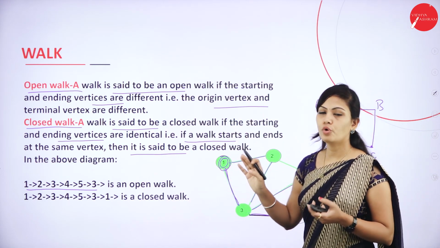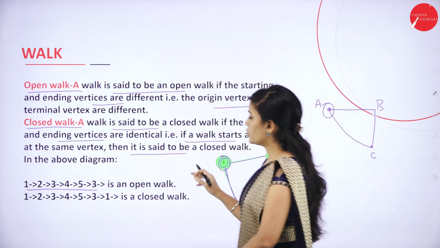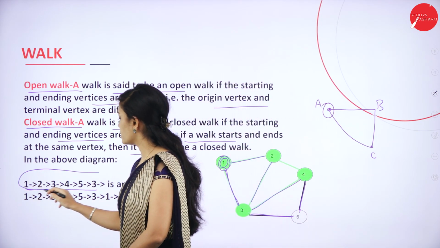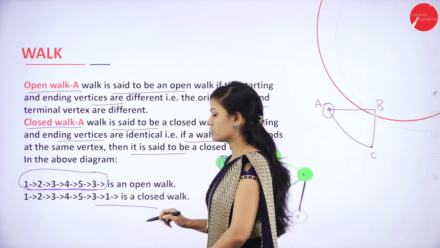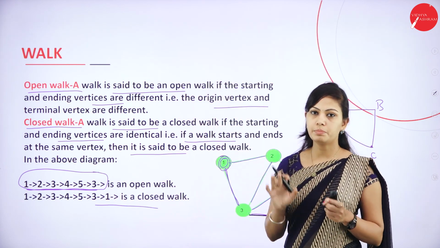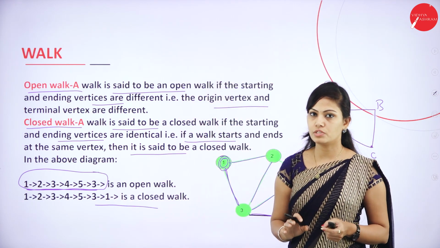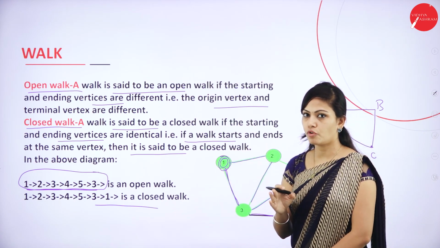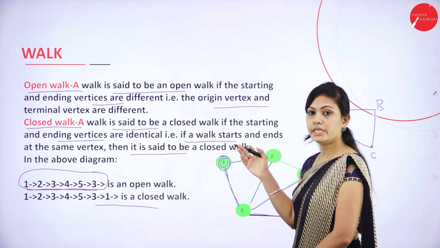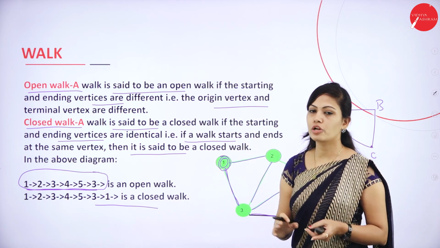Closed walk and open walk. Clear? But you have to mention this in the exam. Open walk and closed walk. So this is an example for open walk and closed walk. Starting point and ending point are different, means it is an open walk. Starting point and ending vertex are the same, means it is a closed walk.